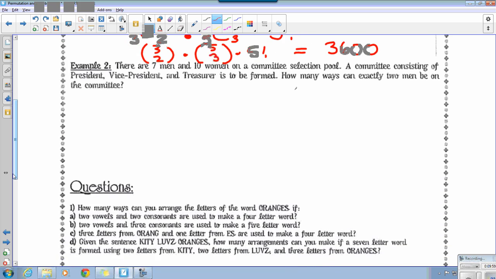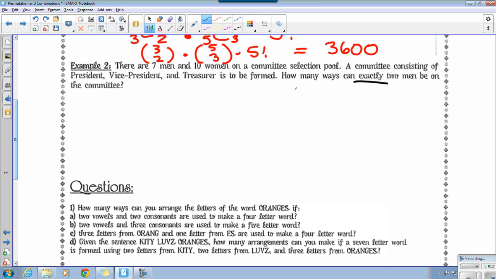So same sort of situation in this next question. 7 men, 10 women on a committee selection pool. The committee consists of a president, vice president, treasurer. How many ways can exactly 2 men be on this? Now when you see that word exactly, it's a lot nicer than seeing at least or at most, because those questions you have to consider all the cases.